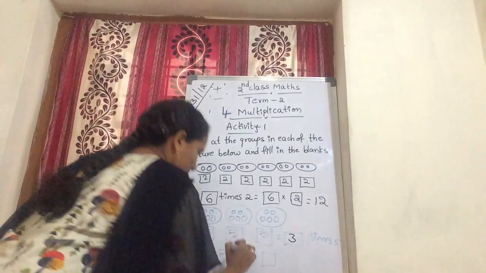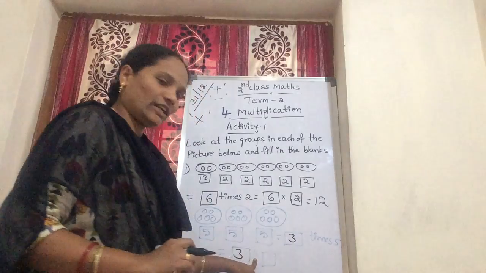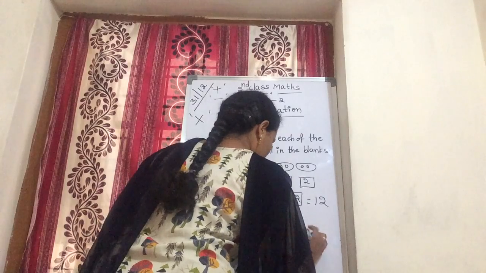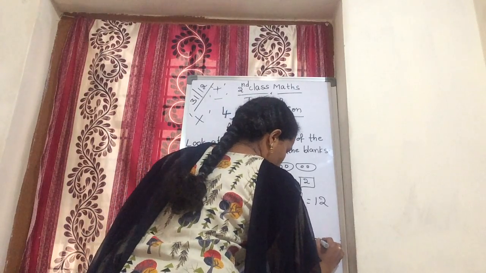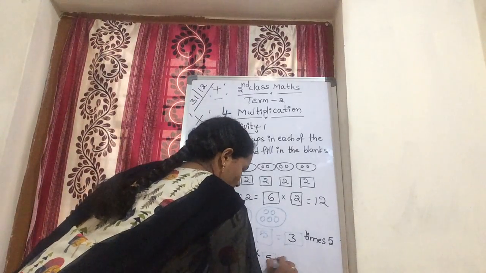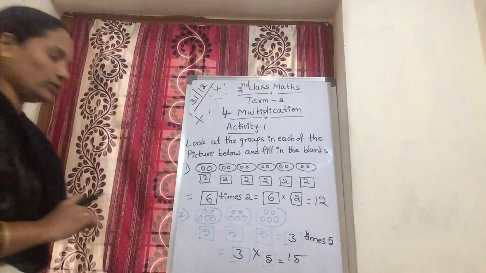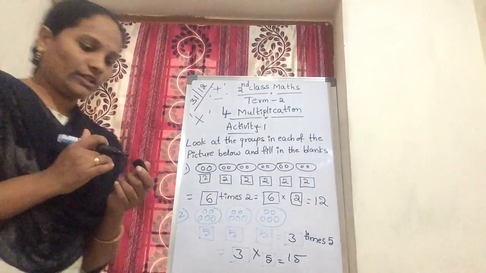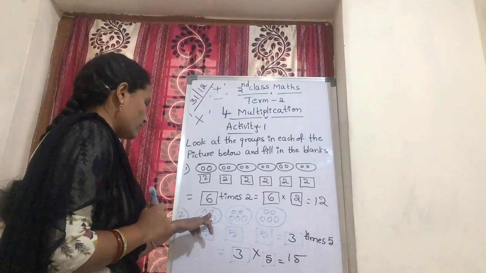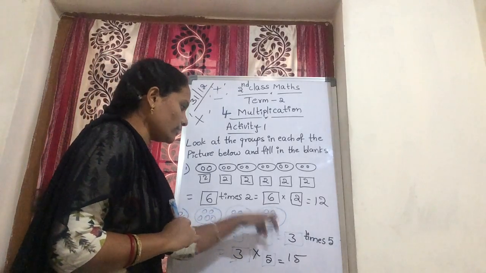This 3 goes in this box. Now times means into. Now 5. Now tell me, 3 5s are 15. So how many balls are there in total? 15 balls are there. First count it, children. 1, 2, 3, 4, 5, 6, 7, 8, 9, 10, 11, 12, 13, 14, 15.